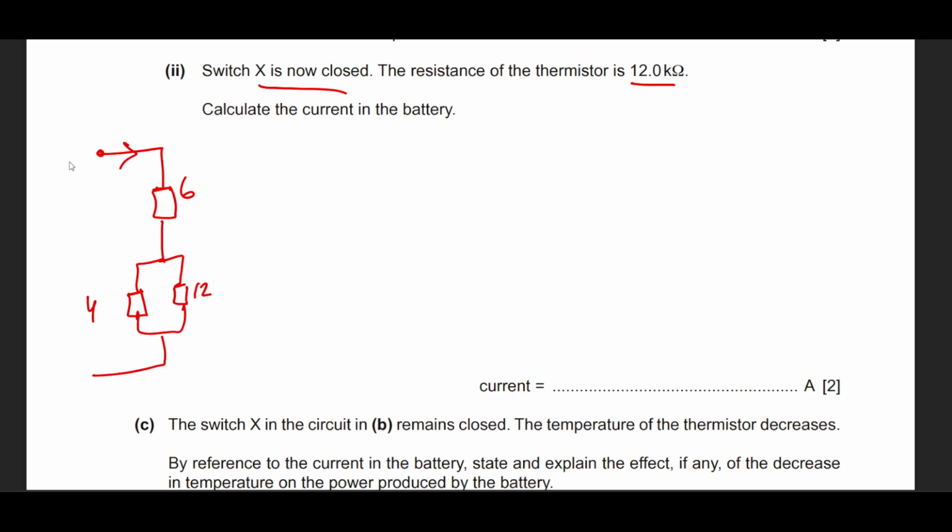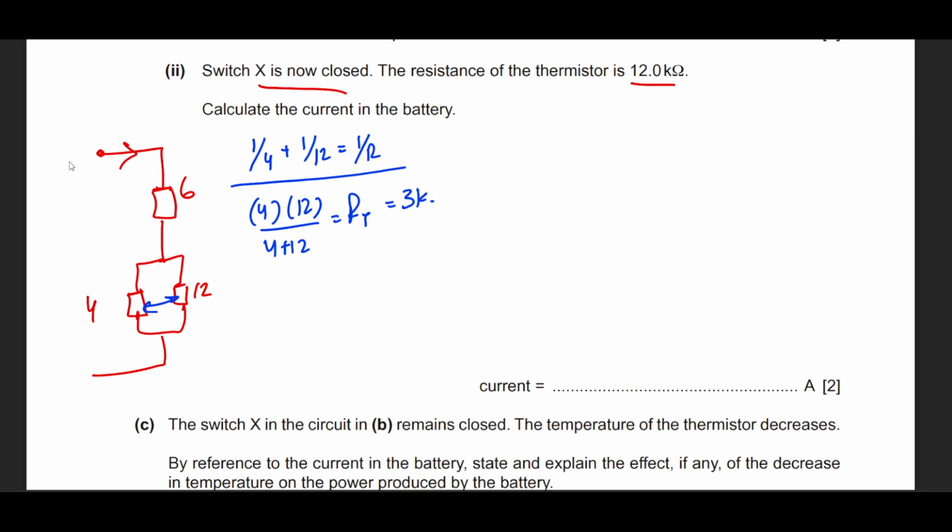We want to find out the current in the battery or in the circuit. So how do we do that? First, we find out the equivalent resistance because they are connected in parallel. So let's apply the formula. There is a shortcut, of course. What you could have done is use 1 over 4 plus 1 over 12 equals to 1 over R. But we know that when there are two resistors, we can apply a shortcut, that is product over sum. So 4 multiplied by 12 divided by 4 plus 12 is equal to the total resistance represented by them, which is going to be equal to 3 kilo ohms.